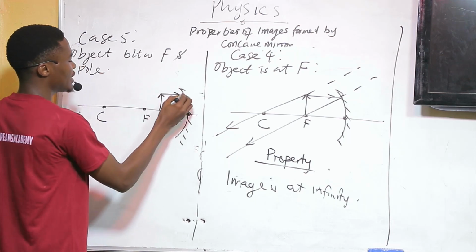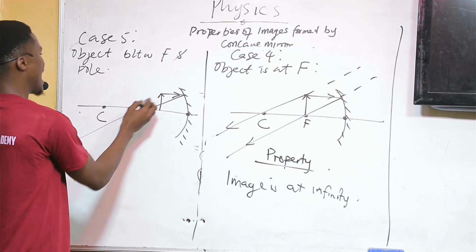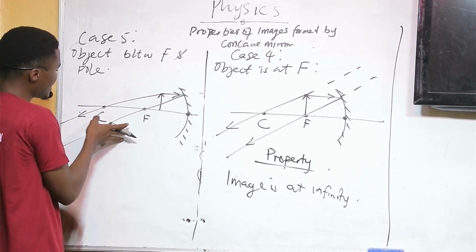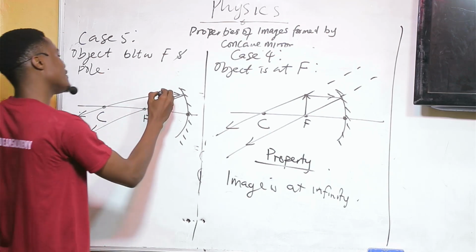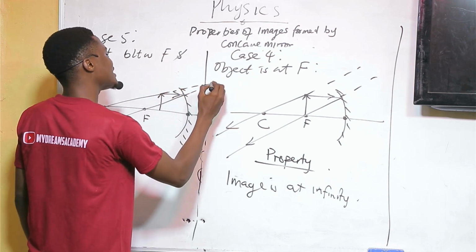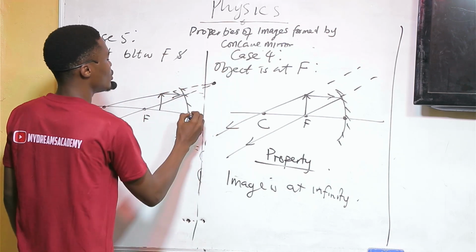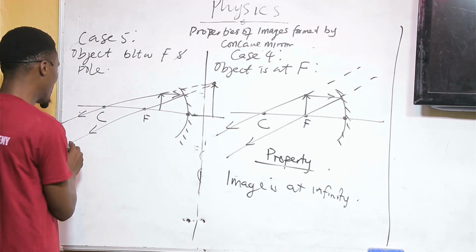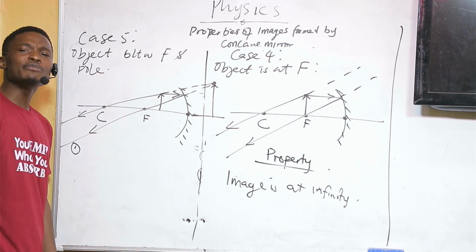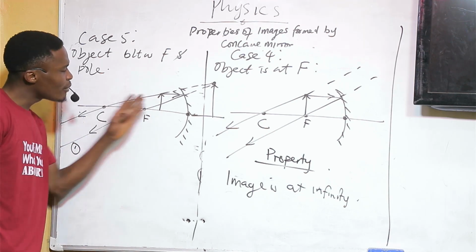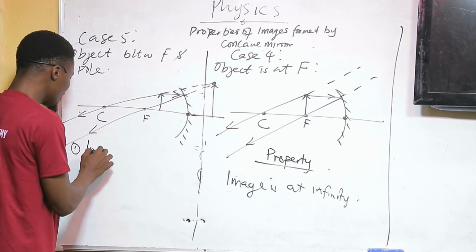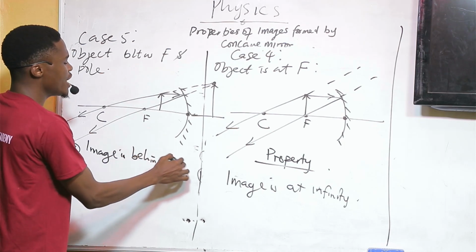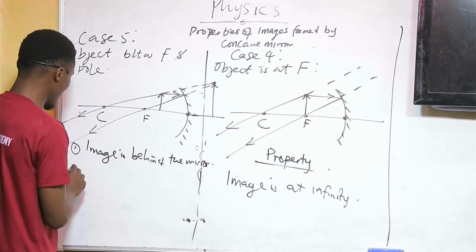So let's draw. Okay, this guy here, and then this one, draw this to enter here like this. So you see that they are appearing to scatter on this side. But if I extend it, it's as if they are intercepting somewhere here. Look at our image. First things first, where is the image formed? It is formed behind the mirror. So we can say that image is behind the mirror. That is where it is formed.